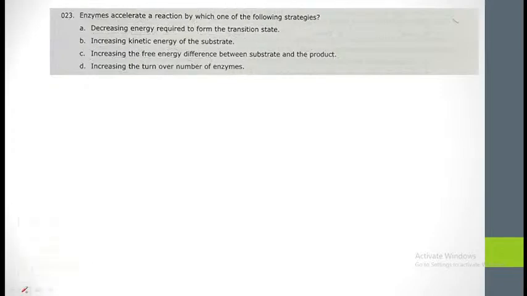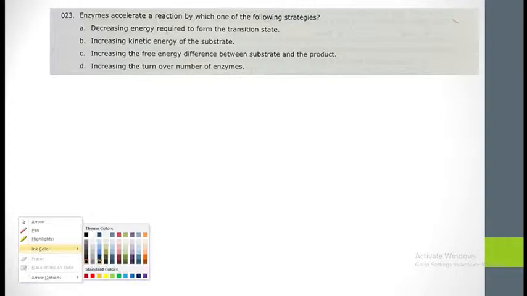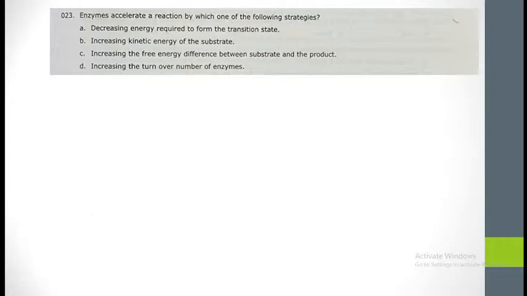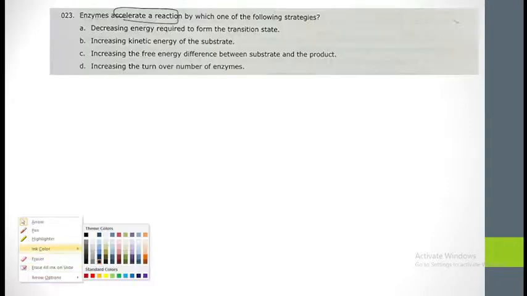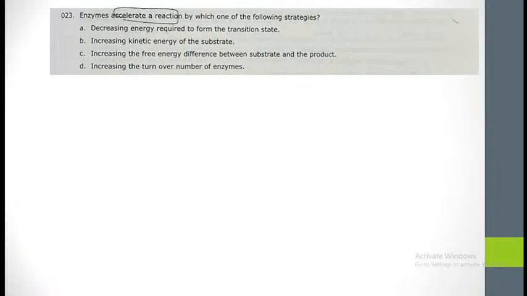Okay, let's discuss this question now. The question is asking, enzymes accelerate the rate of the reaction by which of the following strategies? The answer for this particular question is option number 1, that is, by decreasing the energy that is required to form the transition state.